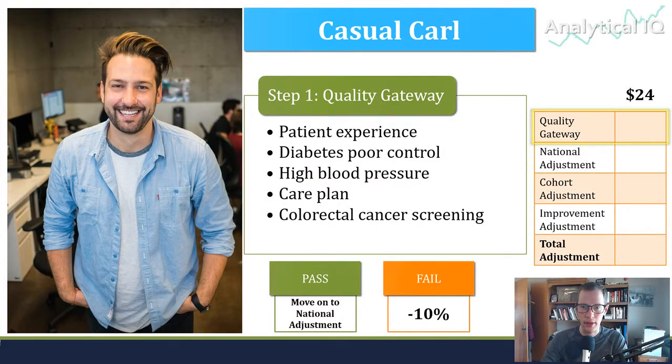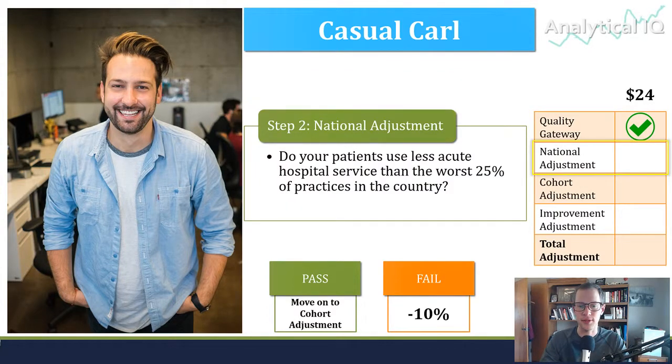Okay, let's take Carl through the pay for performance car wash of Primary Care First. Quality Gateway, we're going to assume that Casual Carl's practice passes the Quality Gateway, because even if his patients are unfavorable in some measures, there's a reason he got into this program at all. I mean, if you are failing the Quality Gateway as a Primary Care First practice, what the heck are you doing in this program? You can't be in the top 80% in the country in these 5 measures. I don't think you want to be in this program that has a fairly competitive element to it. All right. So Casual Carl passes the Quality Gateway, moves on to the National Adjustment.